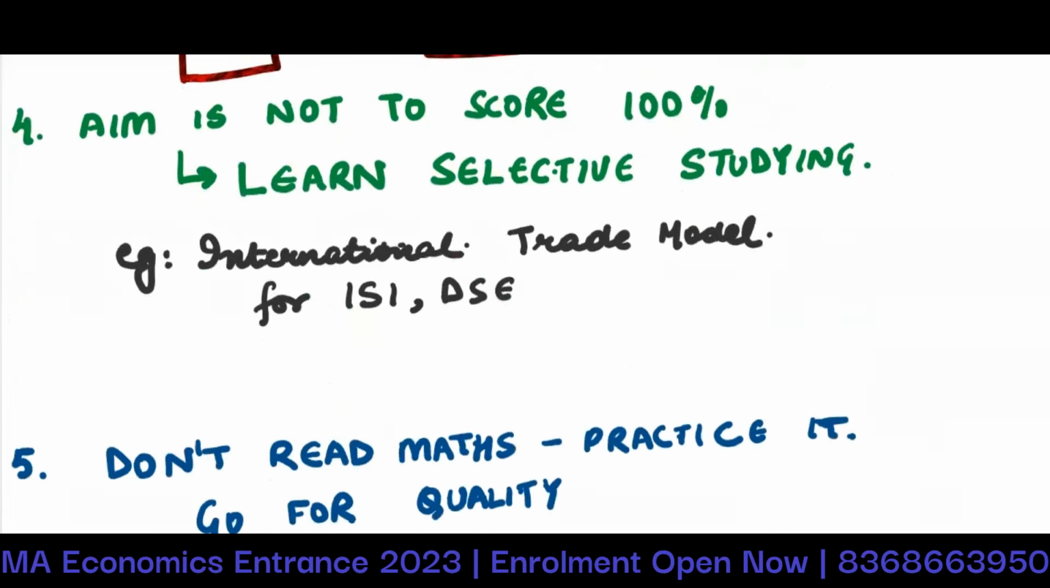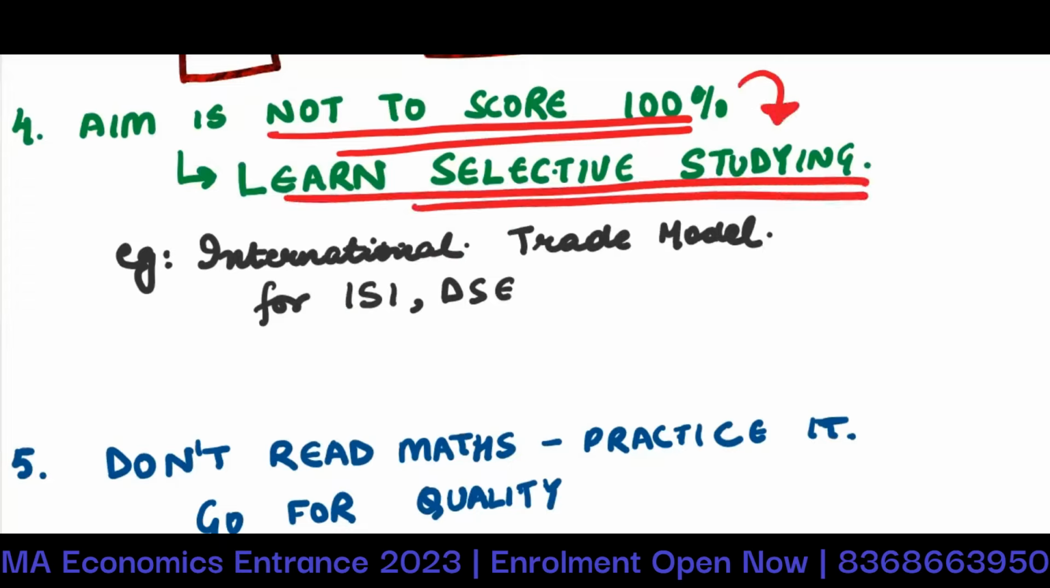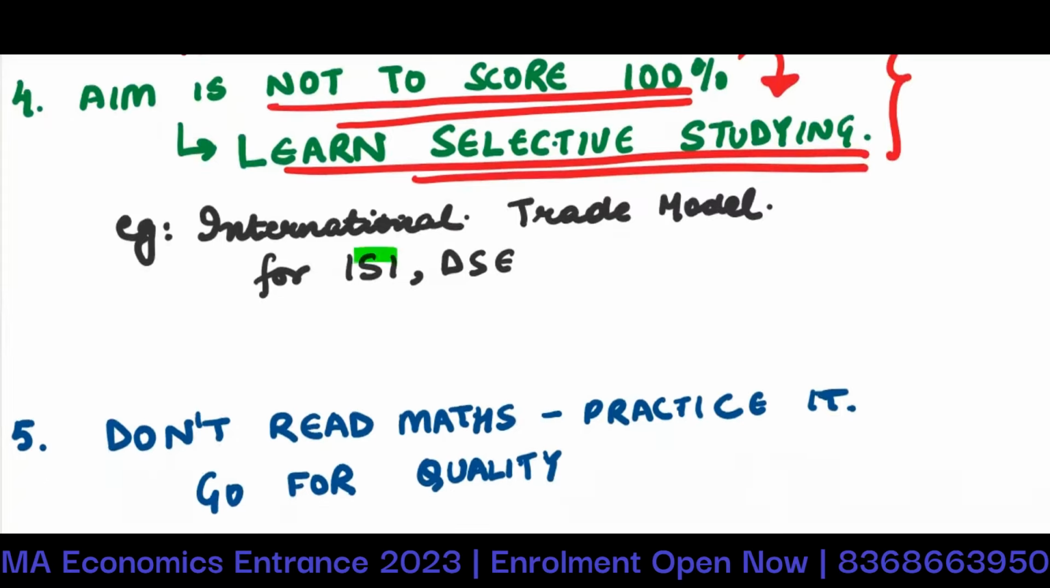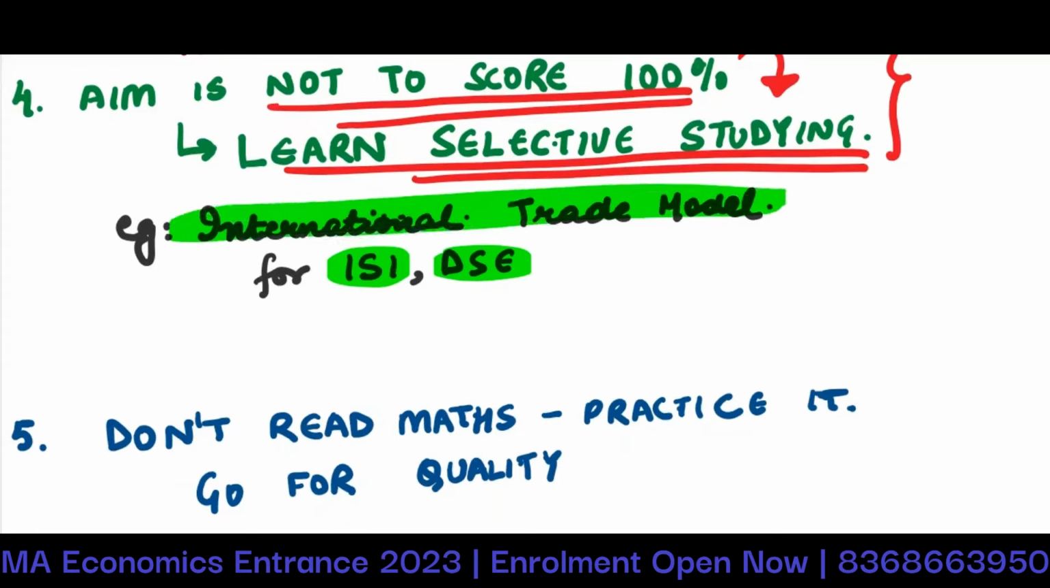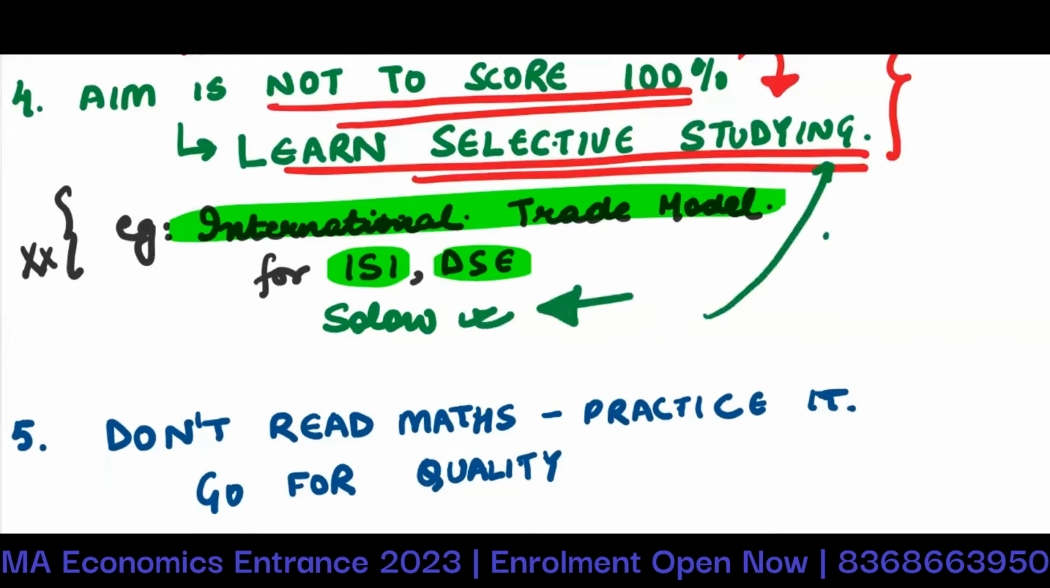Next. Your aim is not to score 100%. And since it is not your aim to score 100%, you should always do selective studying. This is something which I tell students a lot of the time. For example, when you go through the ISI paper or DSE paper, you will see that some of the international trade models are never asked in the exam. Never ever. So you don't have to waste your time on that. You know that the Solow model is always asked in the exam. You have to study that properly.